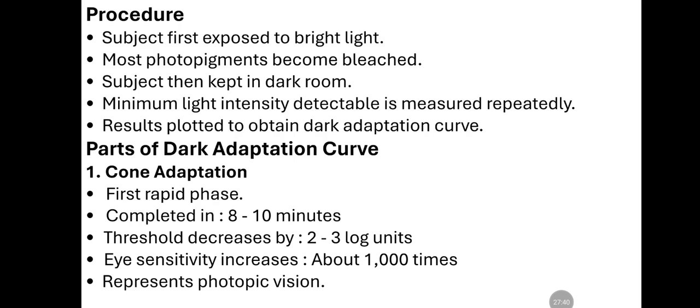Parts of the dark adaptation curve. Cone adaptation: first rapid phase. Complete in 8 to 10 minutes. Threshold decreased by 2 to 3 log units. Eye sensitivity increases about 1000 times. Representation of photopic vision.